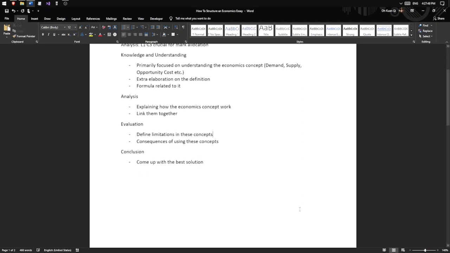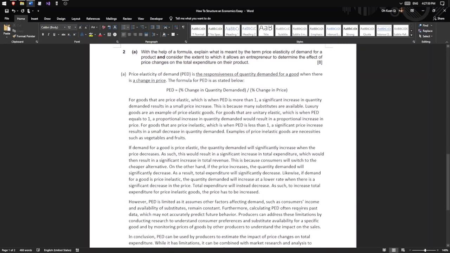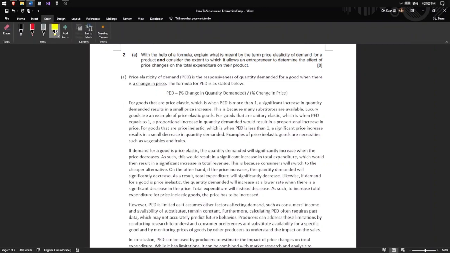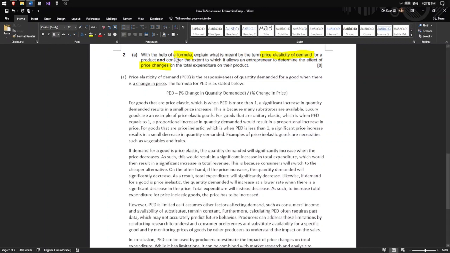All right. So I'm going to give you an example. Let's look at this sub-question. The question here says, with the help of a formula, explain what is meant by the term price elasticity of demand for a product. Okay, so I'm going to draw here the formula, and then price elasticity of demand, and then consider the extent to which it allows an entrepreneur to determine the effect of price changes on the total expenditure on their product. So the thing here that we have to consider is, it requires a formula.